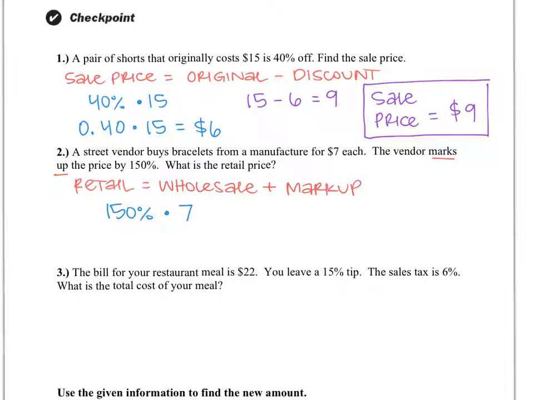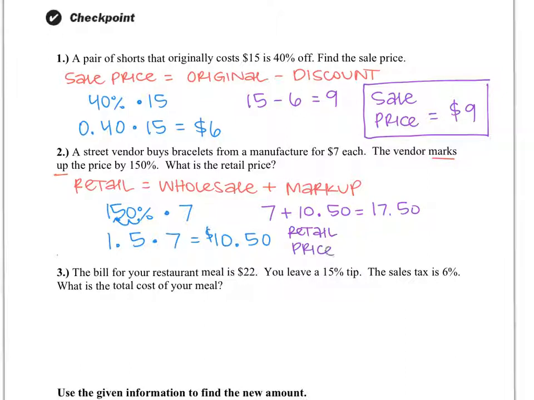150% times $7. Again, I can't multiply by a percent, so I'm going to change that to 1.5 by either dividing by 100 or moving that decimal point 2 to the left. And so then I'm doing 1.5 times 7, which is 10.5 or $10.50. Again, $10.50 is not my answer. It is simply the markup. And so my final answer, I have to add the wholesale price 7 plus the markup $10.50 to get $17.50. So my answer is that the retail price is $17.50.